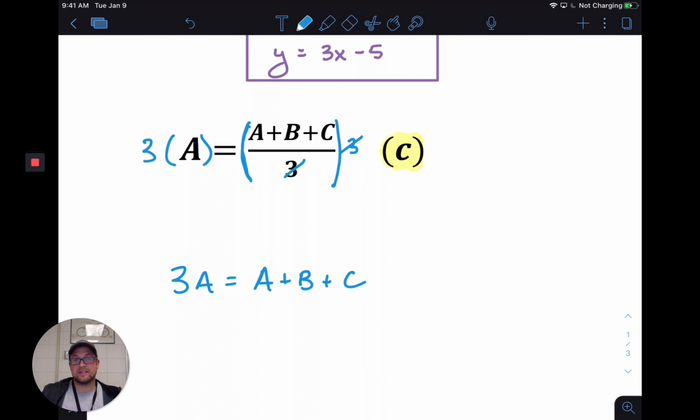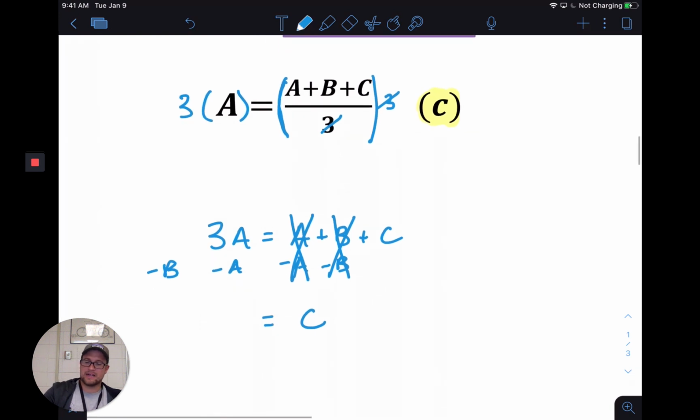And our job is still to get c alone. So we've got to get rid of the b and the a. So I'm going to subtract a from both sides, and I'm also going to subtract b from both sides. When I do that, these two terms are going to cancel each other out, so we will be left with just c all by itself.